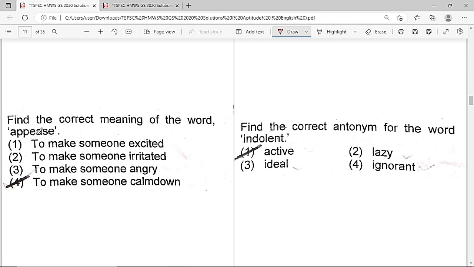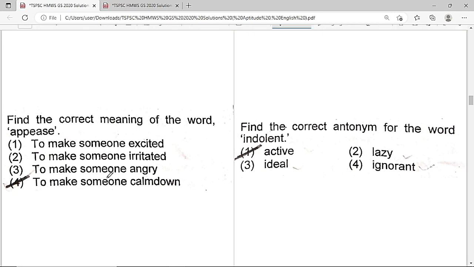For the word appease, what is the meaning of this word? We need to figure it out. Among these four options, option D, to make someone calm down. So appease means to make someone calm down, which is the correct solution of this question. But we will also learn the other words and their meanings. To make someone excited means exhilarated.